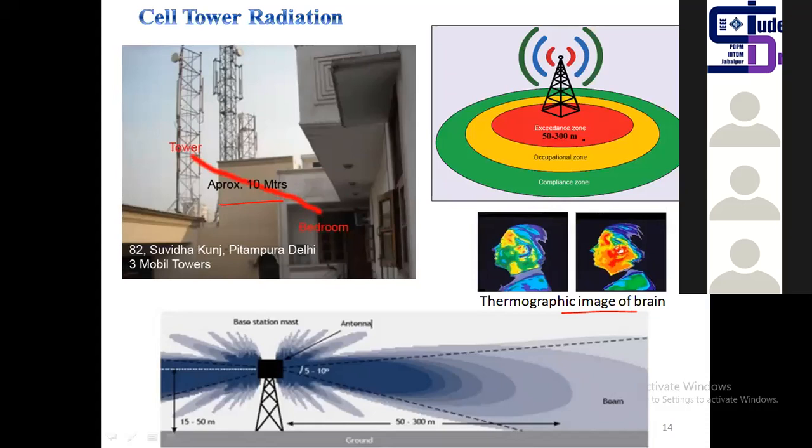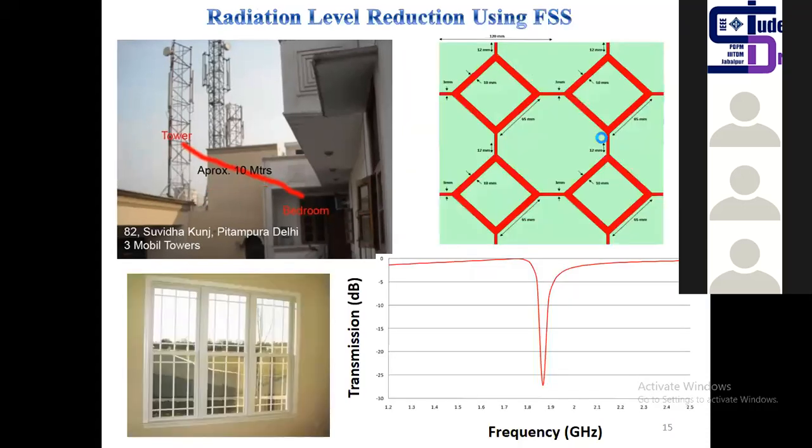But if there are buildings, what you can do is place some FSS structure, as you can see in the unit cell design. It's a very simple design. Sometimes you even see this particular design in the grills of windows. So you can put this design with the specific dimensions as mentioned here.